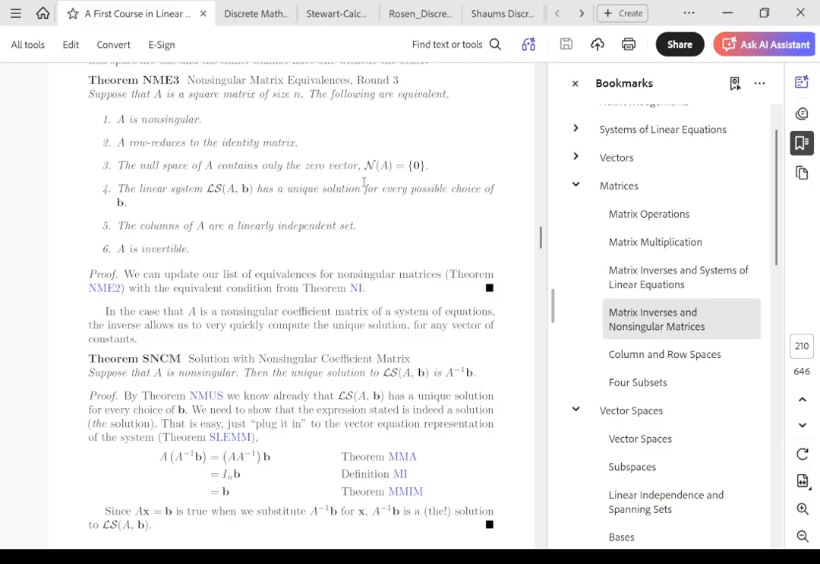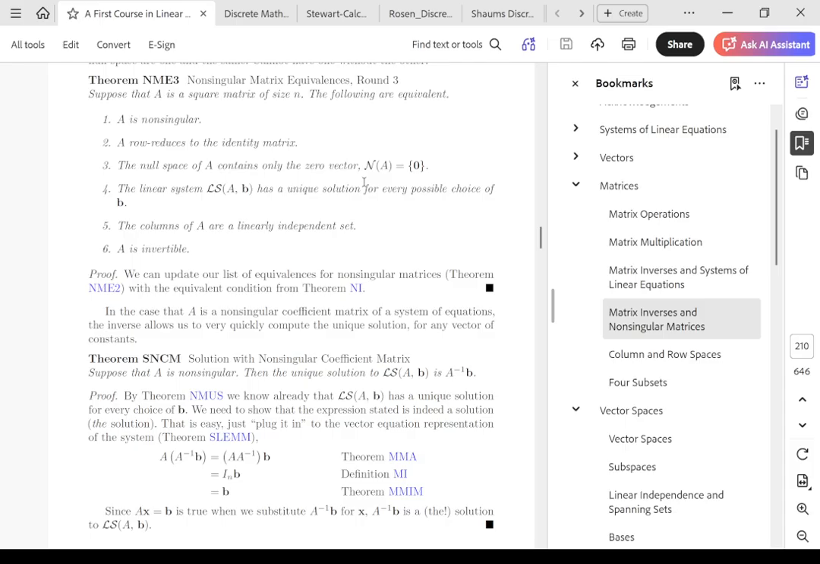A is invertible. Okay, now, when you see this, what you want to get from this is that this is not telling me 6 different theorems. This is establishing equivalence relationships. So what that means is that if you know that one of these things is true, so if I tell you, for example, that A is non-singular, then all the other 5 properties hold, right? So it's just telling different ways to describe non-singular matrices.